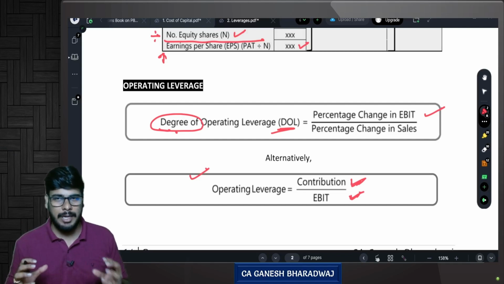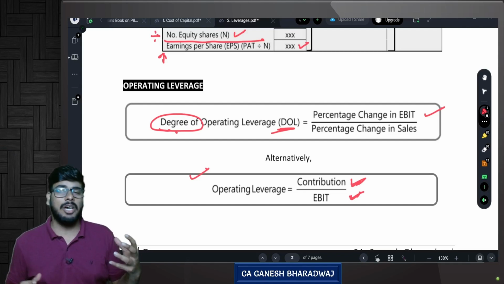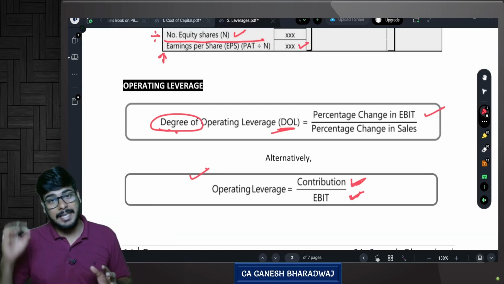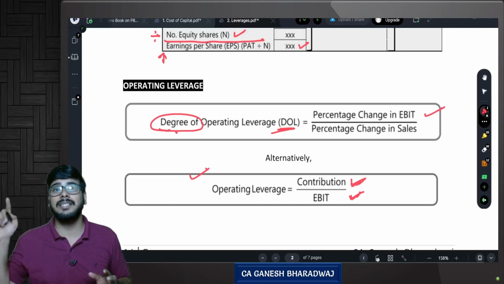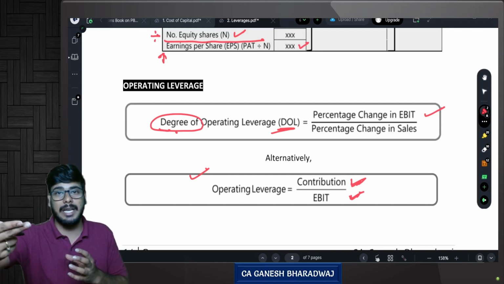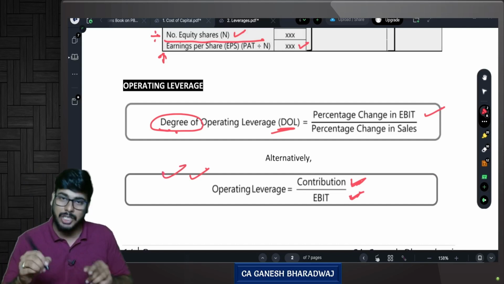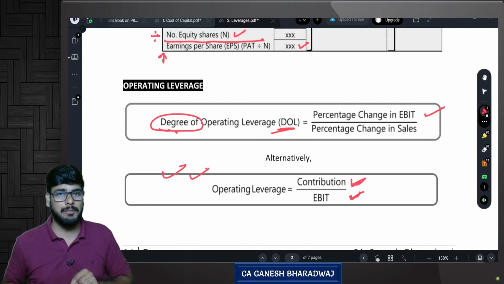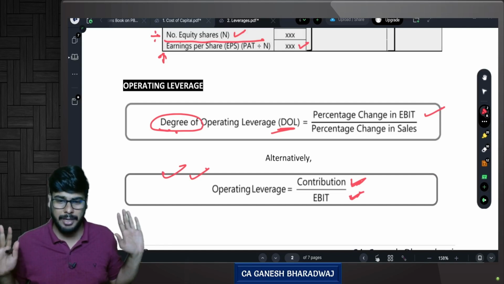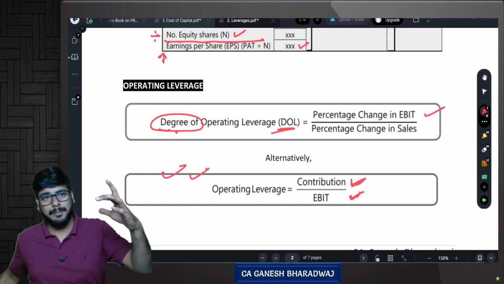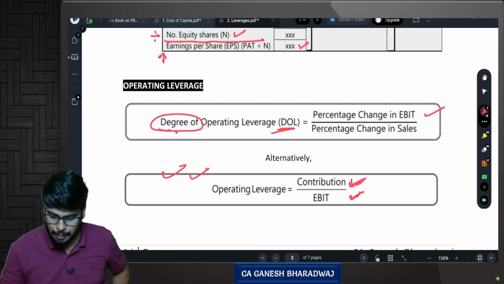See, in FM what happens? Unlike costing, where everything can be told logically then and there, in FM things can be told logically, but there are certain things that have a mathematical derivation, and mathematical derivation can be known only if you solve it. So this I can solve and show it to you. It will take about 10 to 15 minutes. Of course, the derivation is not there for the exam. But if we take that extra 10 to 15 minutes, at the end of that, you will know, okay, fine. Hence proved, contribution by EBIT.